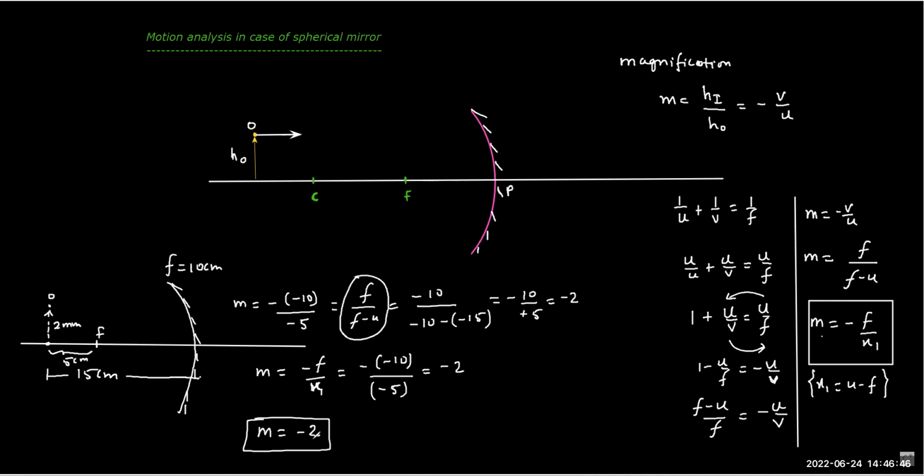Now getting the magnification minus 2, which means the height of the image upon the height of the object will be this answer, minus 2. That's it. Which means the height of the image is how much?